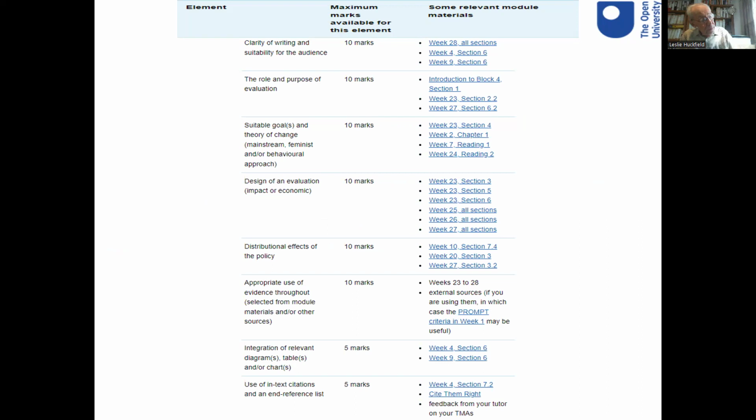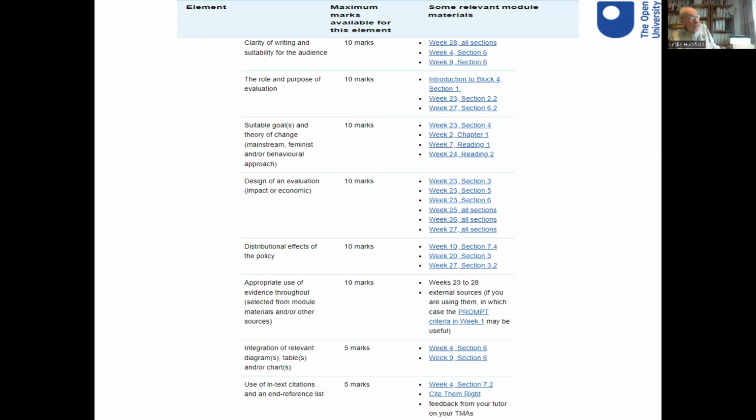You've seen these slides from me before. If you go to Student Notes Part A and Student Notes Part B, you'll see that what we've done is to break the VLE down into where you get your marks. Because this is a screenshot and not a live screen share, you'll see that there's clarity of writing and suitability for the audience, 10 marks. The role and purpose of evaluation, 10 marks. I don't know how big this is going to be. I hope it's big enough for you to see. But it shows you where the marks are.